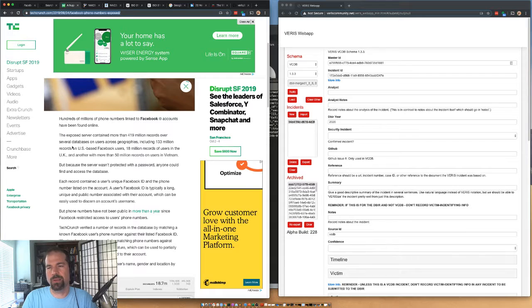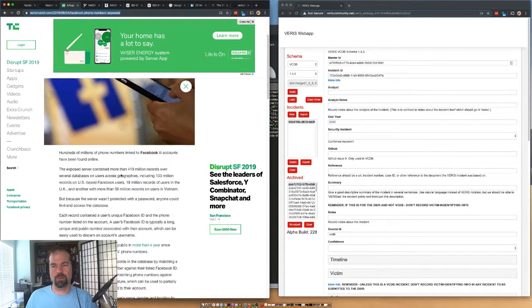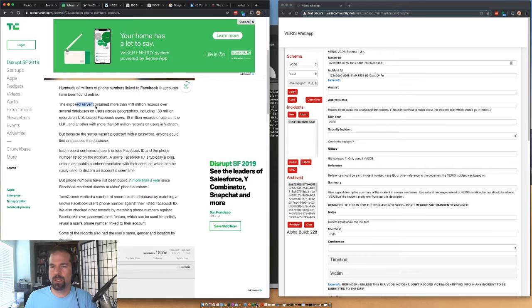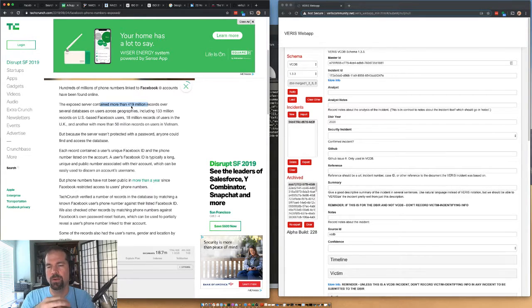So hundreds of millions of phone numbers linked to Facebook accounts have been found online. Yes, that's the problem: there's not going to be a lot of detail in this one. We know that the data was breached, but we don't know when and how. The exposed server contained more than 419 million records over several databases on users across geographies, including 133 million. Okay, lots of people. But because servers weren't protected with a password, anyone could find and access the database.